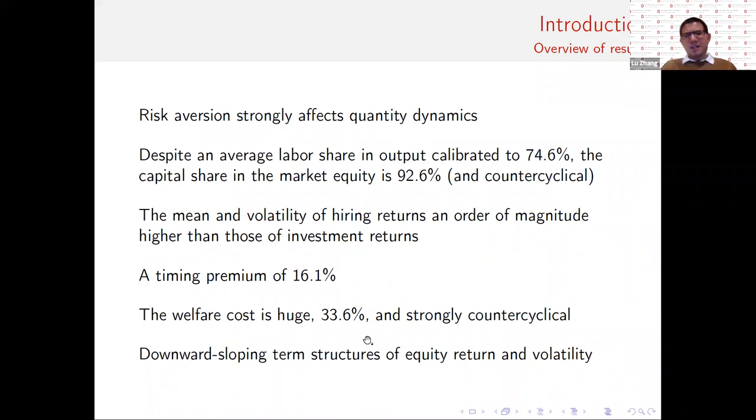The welfare cost is huge, 33.6% on average, and strongly countercyclical. This really means that monetary and fiscal policies are extremely important in curbing bad times, in curbing disaster risks in the model. And finally, we also have downward-sloping term structures of equity returns and volatilities. In other words, a long list of goodies that we have been able to generate using a relatively simple model.